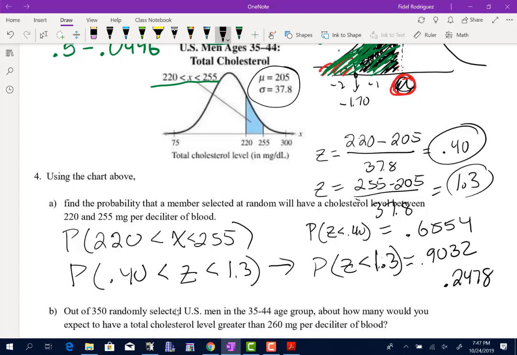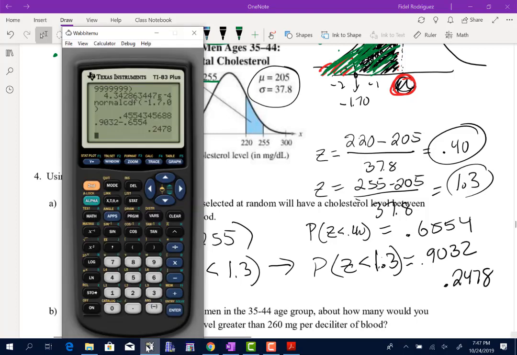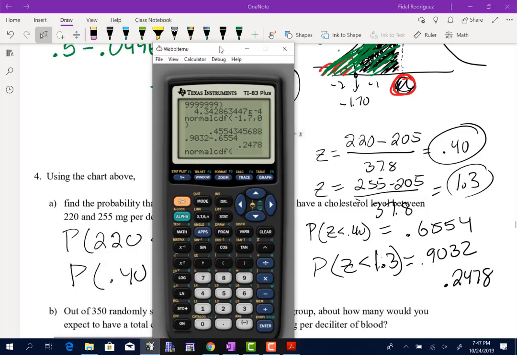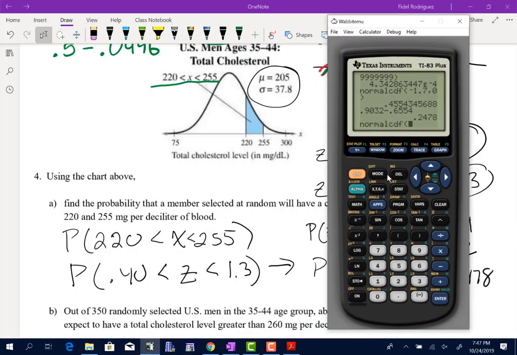0.2478. And again, guys, if I wanted to use my calculator for this, I'm just going to enter my lower and upper bounds, right? So second bars. I'm going to come down to my normal CDF and hit enter. Our lower bound, I want to say we had a point something, 0.4? 0.40, very good.